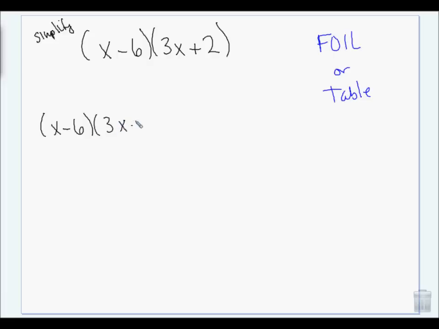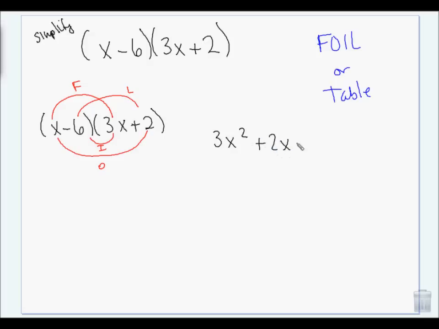So FOIL, I'm going to multiply first, outside, inside, and last, which will give me 3x squared plus 2x minus 18x minus 12. So I'm going to combine my like terms. I get negative 16x. So this is my final answer.